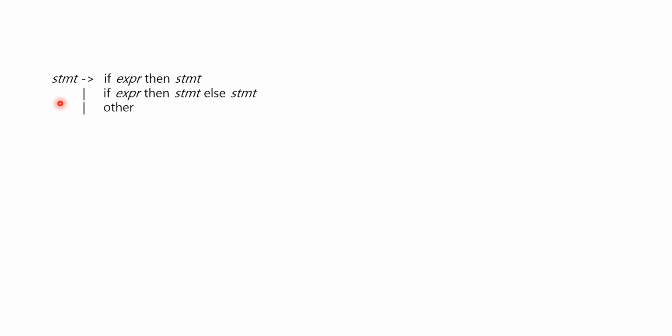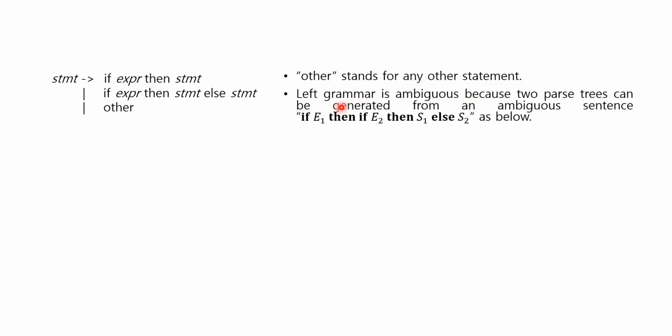Let's suppose we have statement producing if expression then statement, or if expression then statement else statement, or other. In the grammar, other stands for any other statement. And this grammar is ambiguous because two parse trees can be generated for the sentence if E1 then if E2 then S1 else S2.